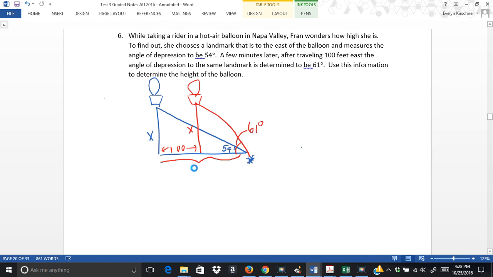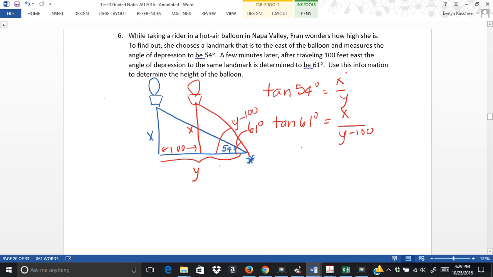So I call this whole distance y, I have two triangles. Every time I have an opposite and adjacent. So for the first one, I have the tangent of 54 degrees is x over y. The second time, I have the tangent of 61 degrees is x again over, now the whole thing is y, she went 100 feet, so now this distance here is y minus 100, so x over y minus 100.